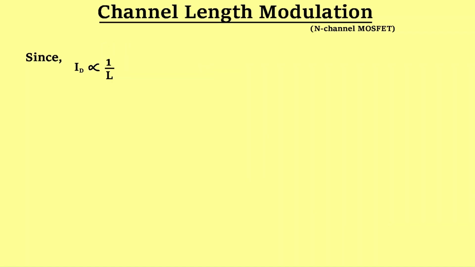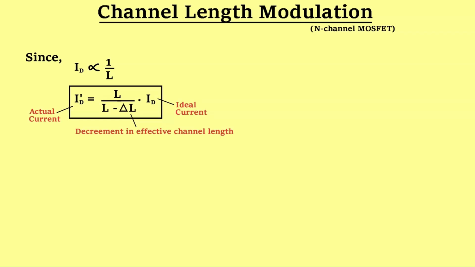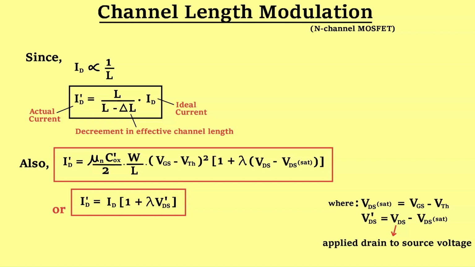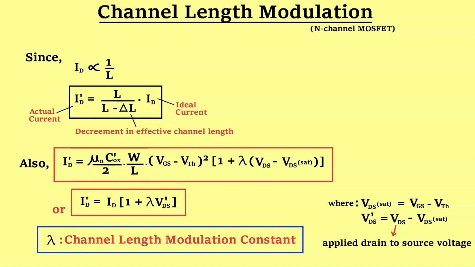Since the drain current is inversely proportional to the channel length, we can write that the actual drain current is equal to the channel length at threshold voltage divided by the reduced channel length in the saturation region, times the ideal drain current. We also have a modified formula for the drain current in the saturation region, which is equal to the ideal drain current times 1 plus lambda times the drain to source voltage, where lambda is referred to as the channel length modulation constant.